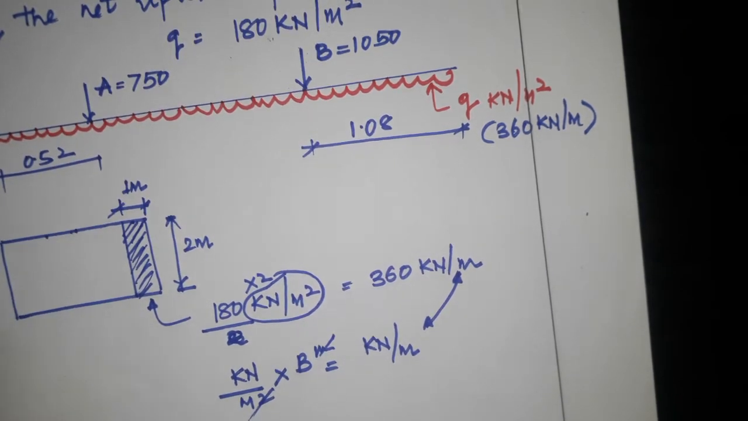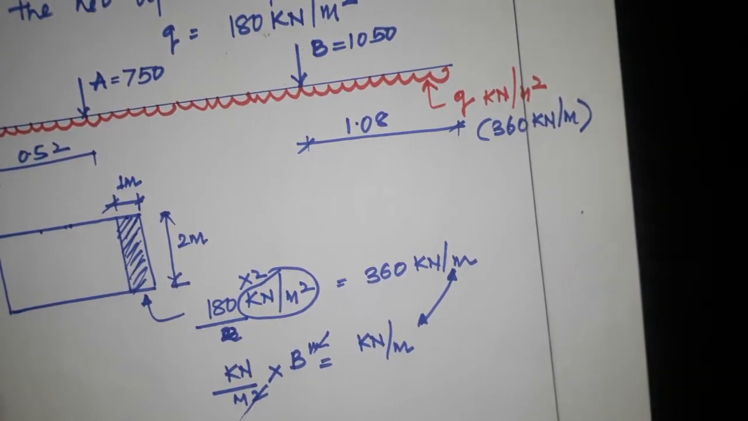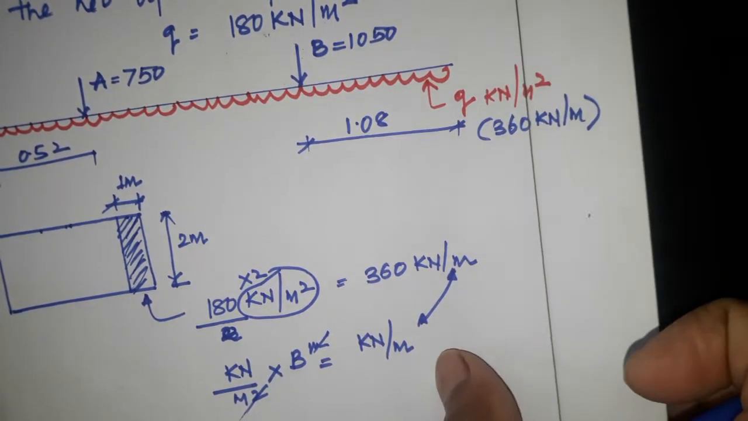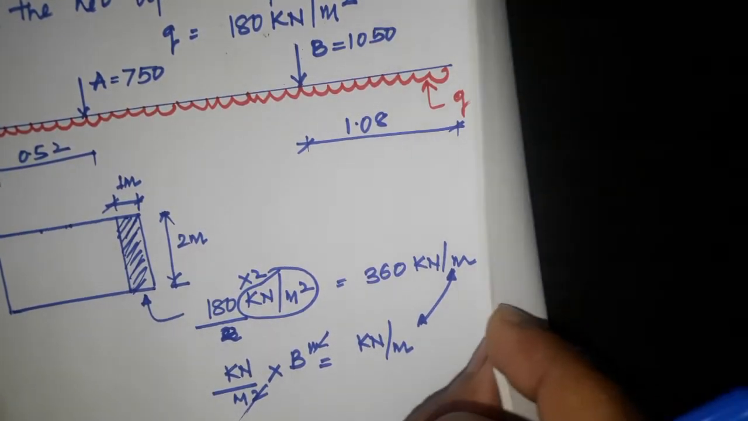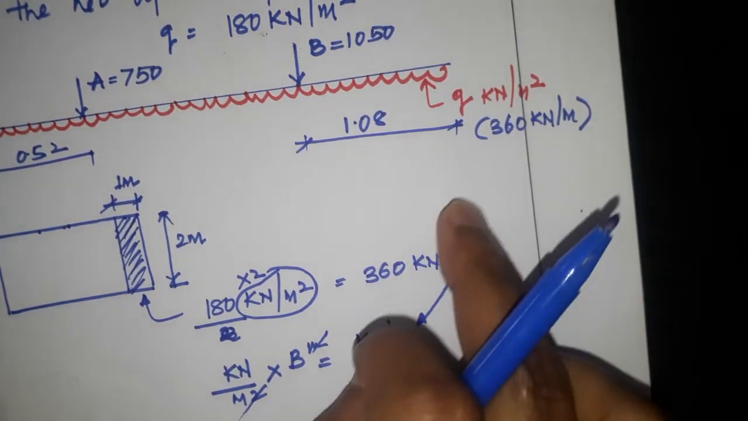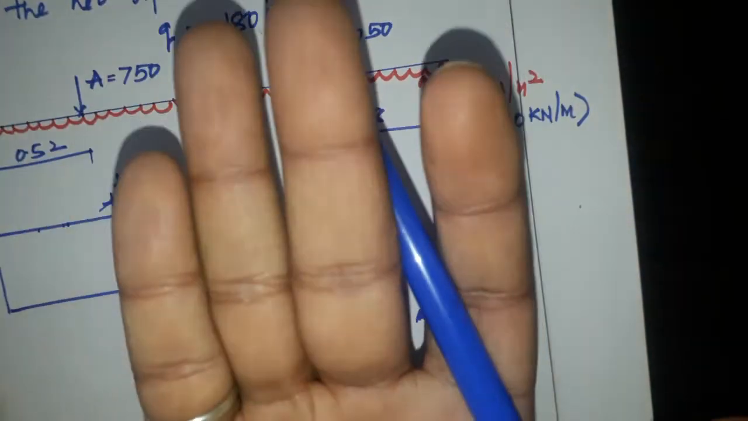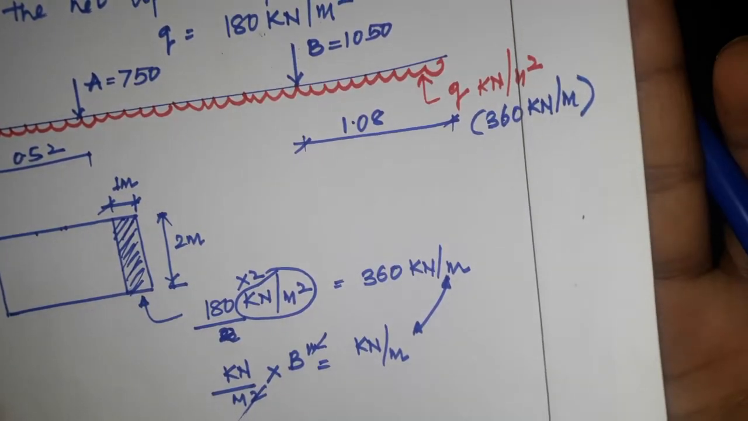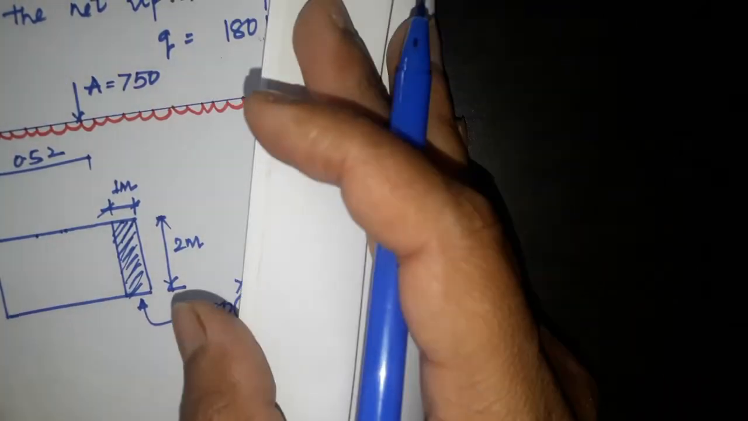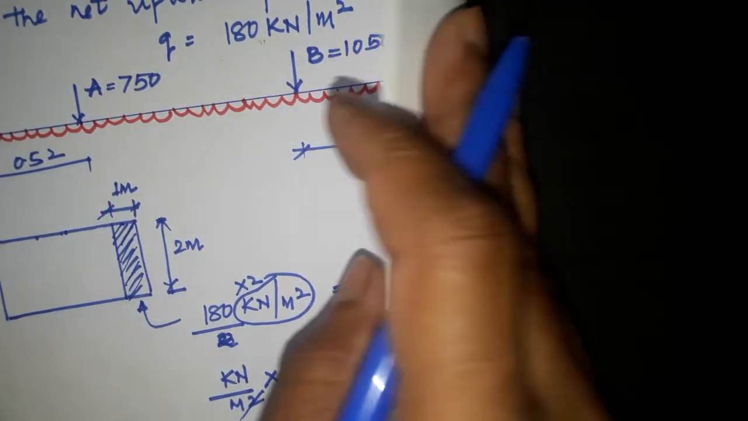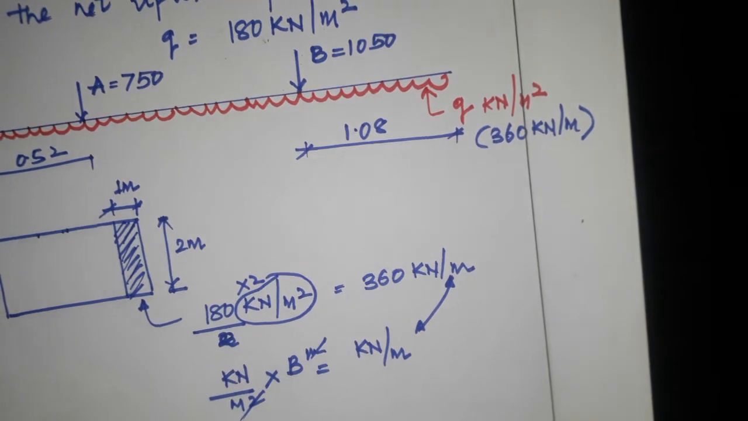Your footing will bend like this. This is the width of the footing, and this should be the length. So your footing will bend like this, per kilonewton per meter bending. Understood? The load acting below the footing is 360 kilonewton per meter. It will not bend over the whole length, so we assume per meter strip. Understood?